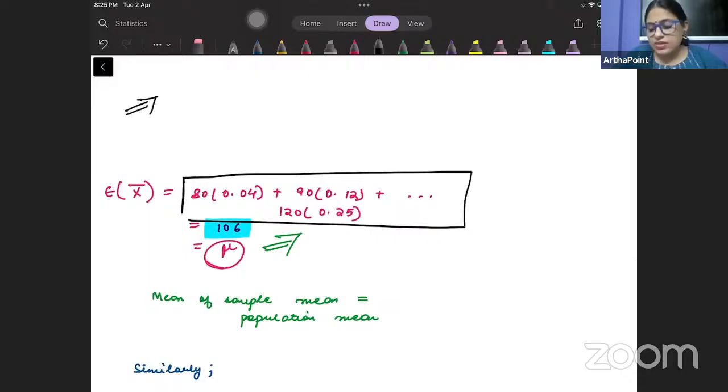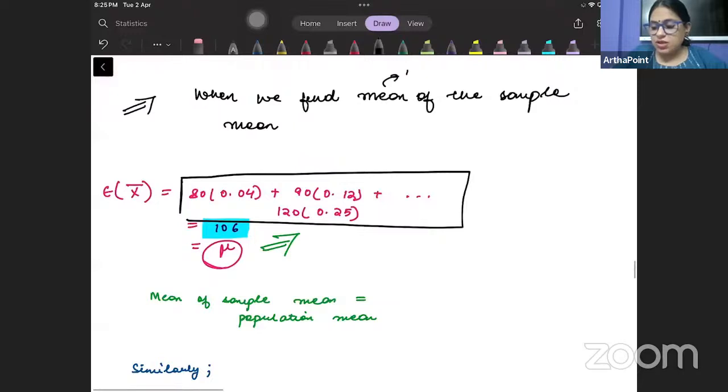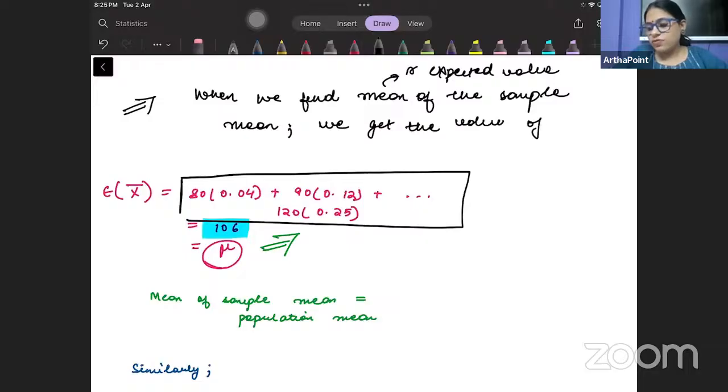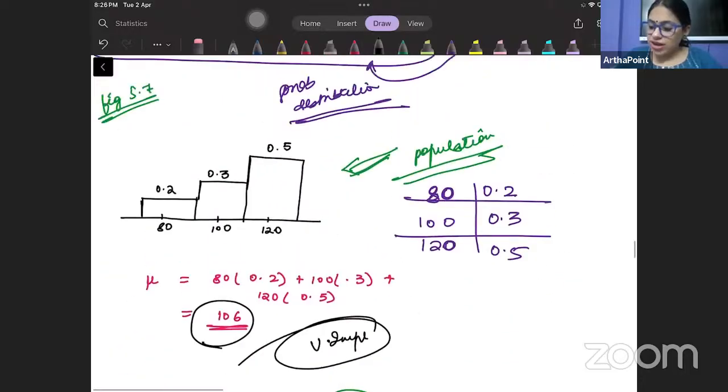Please make a note of it, that when we find the mean or expected value of the sample mean, we get the value of population mean. हमें जो आंसर आता है, that is going to be the same as the population mean. हमें population mean ही मिल जाएगा. So try to understand बेटा.